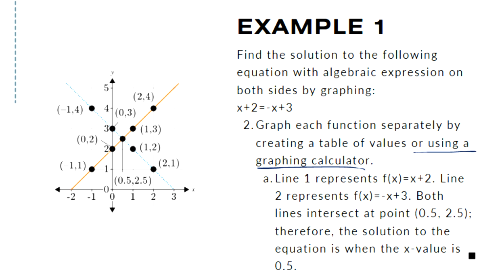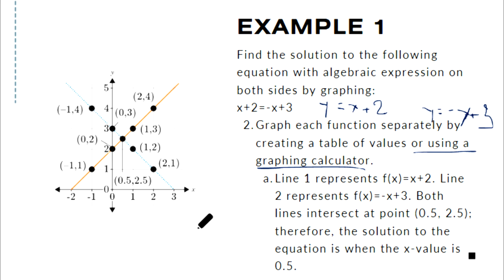So why would you create a table of values? That's just like the stupidest thing ever. So you go to geogebra.com, you enter y equals x plus 2, and then on another line, you enter y equals negative x plus 3, and look at that. It's going to give you this exact graph that's over here, okay?